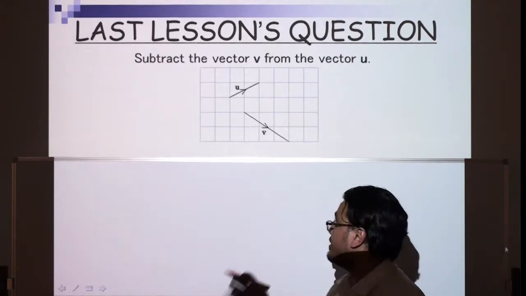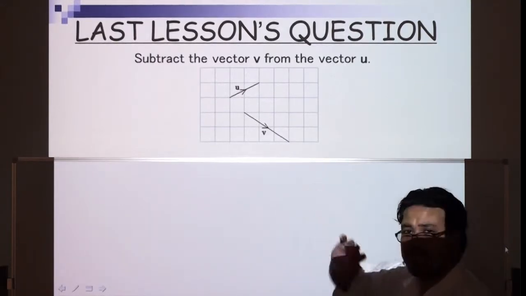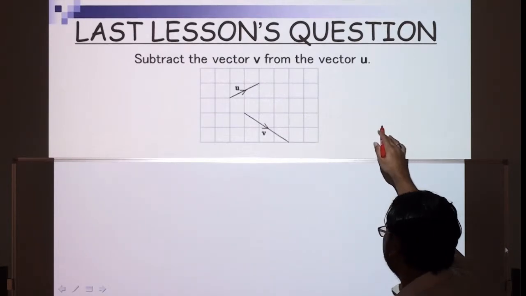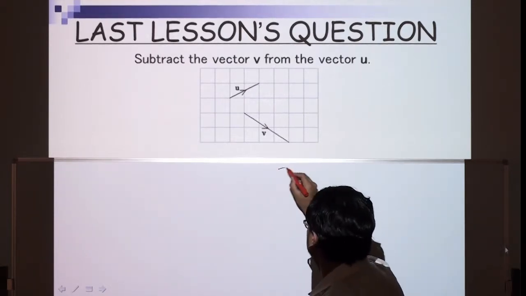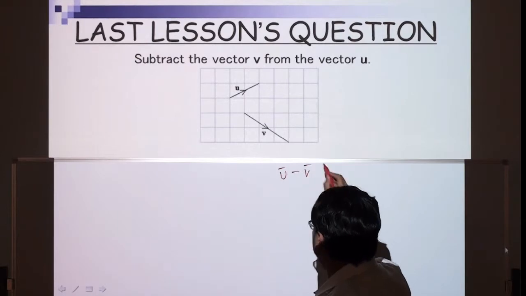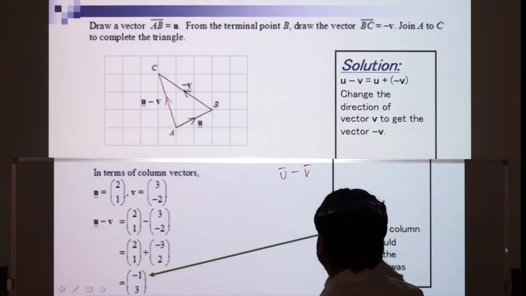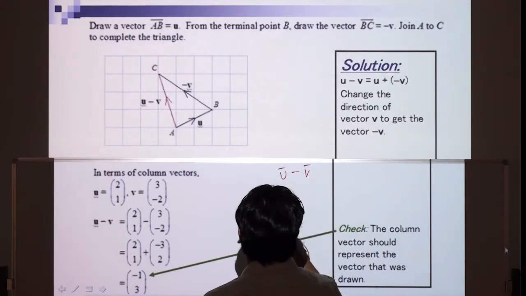First of all, let's go over the solution to last week's question. The question was, subtract the vector v from the vector u, which is basically the vector u minus vector v. Solution to our answer. So what we're going to do first is we're going to put u here.